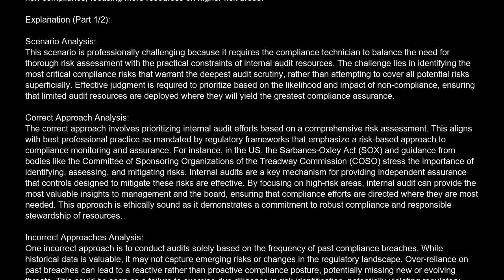For instance, in the U.S., the Sarbanes-Oxley Act (SOX) and guidance from bodies like the Committee of Sponsoring Organizations of the Treadway Commission (COSO) stress the importance of identifying, assessing, and mitigating risks. Internal audits are a key mechanism for providing independent assurance that controls designed to mitigate these risks are effective. By focusing on high-risk areas, internal audit can provide the most valuable insights to management and the board, ensuring that compliance efforts are directed where they are most needed.